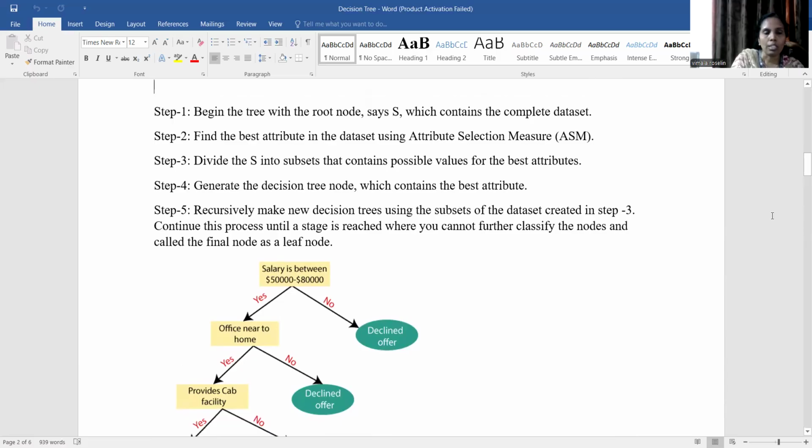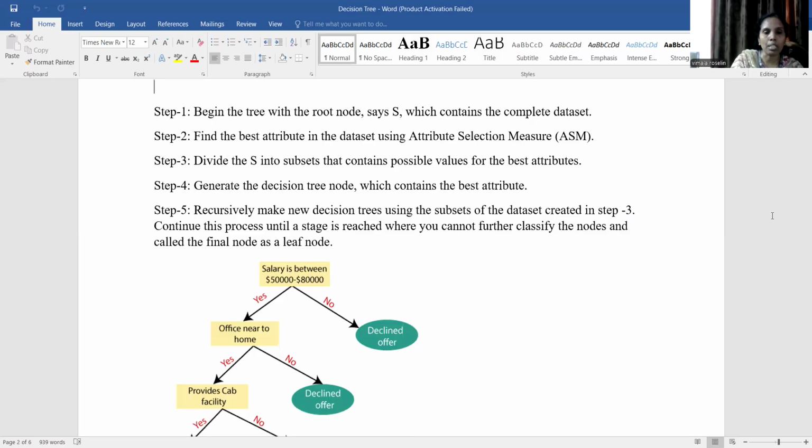So in the decision tree algorithm, first, all the decisions will start within the root node. It says yes, it contains the complete data set. In this, all the data set will be there. And the next step, we need to find the best attribute in the data set using the attribute selection measures. That is one method which is used to find the best attributes in the data set. That is step 2.